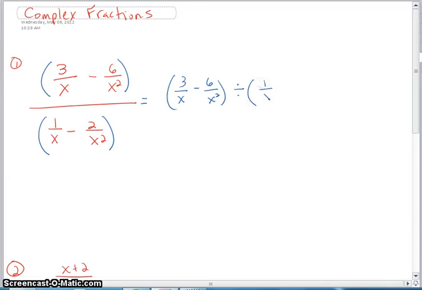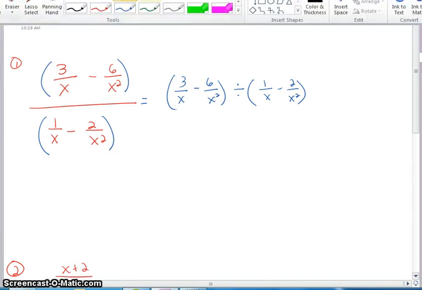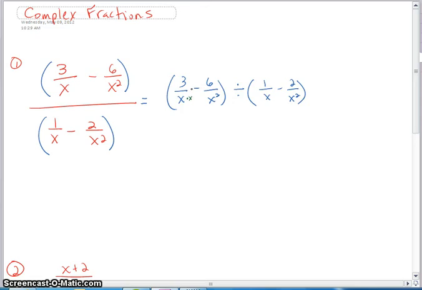These are understood parentheses. They're not actually there, but according to the order of operations, they're understood to be there. They're implied. So for the subtraction part here, for the numerator, I need to get a common denominator. So I've got an x and an x squared. My common denominator is then x squared. So I need to multiply the first fraction times x in the numerator and denominator. So I have 3x over x squared minus 6 over x squared. I don't have to do anything to the second fraction.